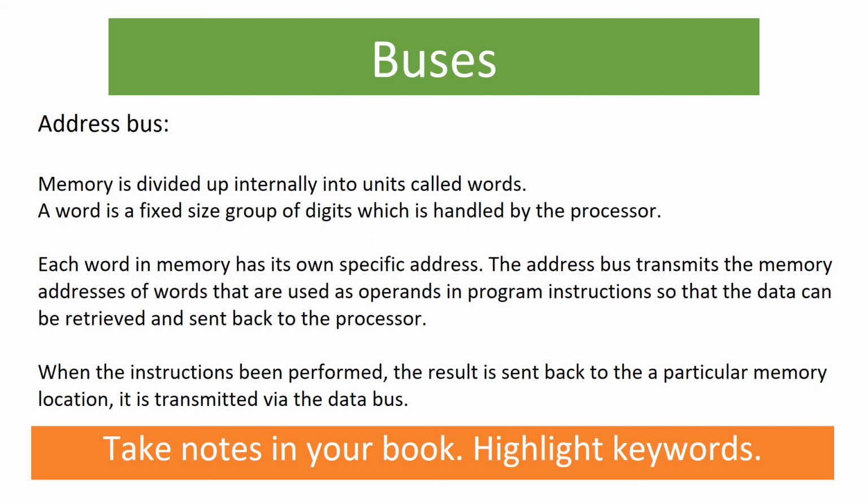Now in main memory, or in RAM, you've got a series of different locations which can store memory. We call these words. It's a fixed size part of memory. And the address bus transmits the address of where data or an instruction is stored. We're going to have a look at the structure of these with the opcodes and the operands at a later date. When an instruction has been performed, the result might be sent to a particular memory location through the data bus, and the address bus carries the address of where that data is going to be stored.